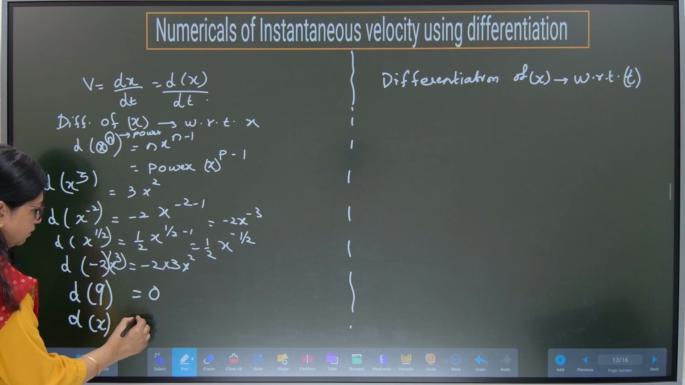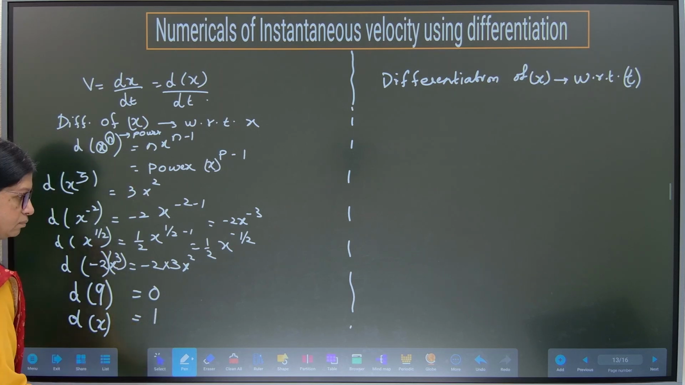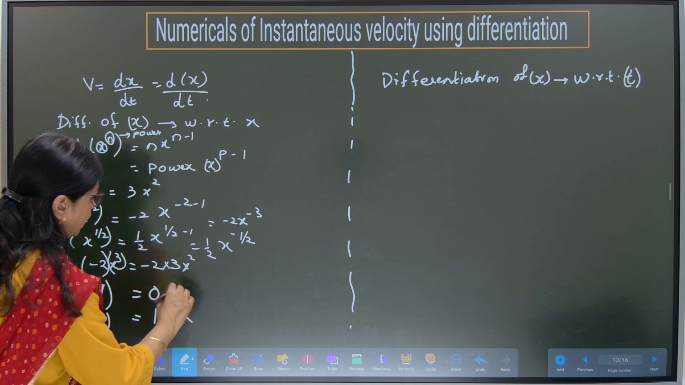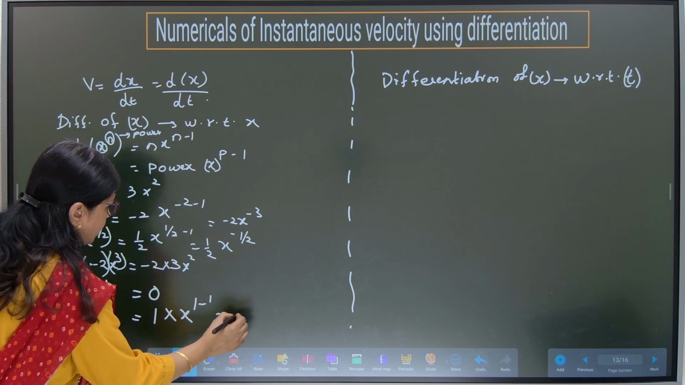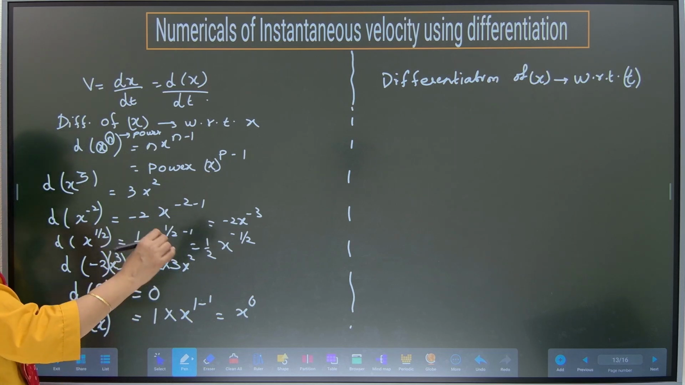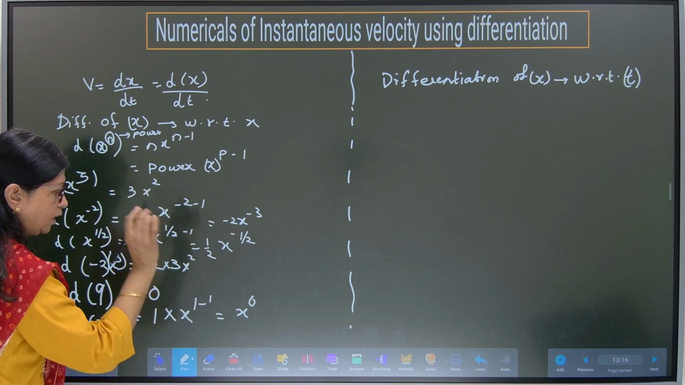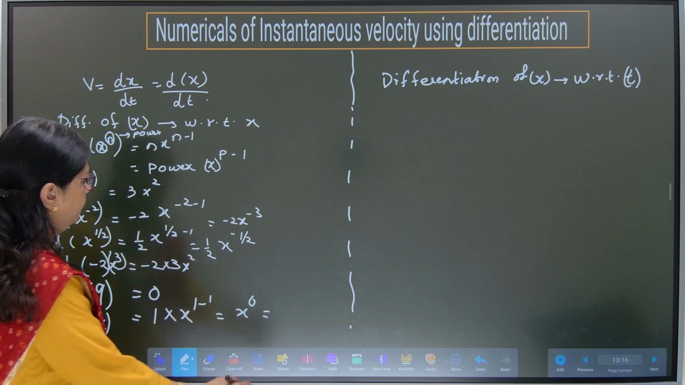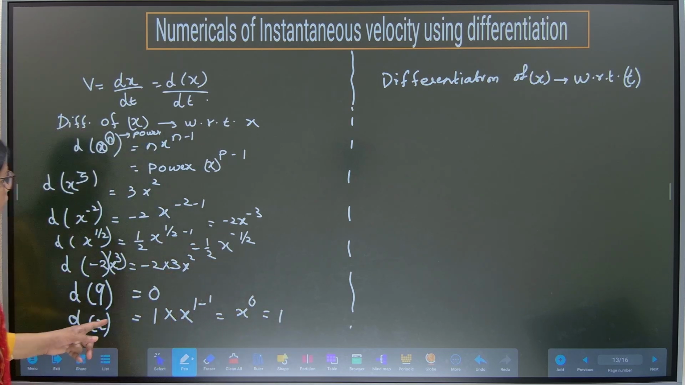X power is 1. So what should I write? 1. Needless to write, but just to explain, I am writing x raised to 1 minus 1. What is 1 minus 1? 0. So x raised to 0, I got 1 into x raised to 1 minus 1. The answer is 0, x raised to 0. So what is my x raised to 0? 1. So differentiation of x is 1.